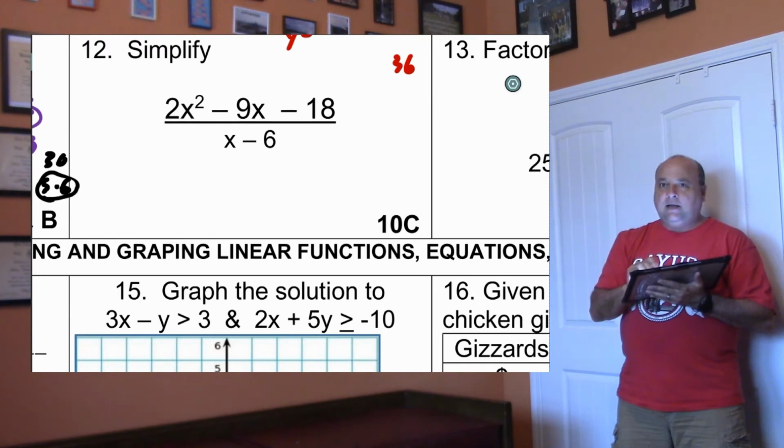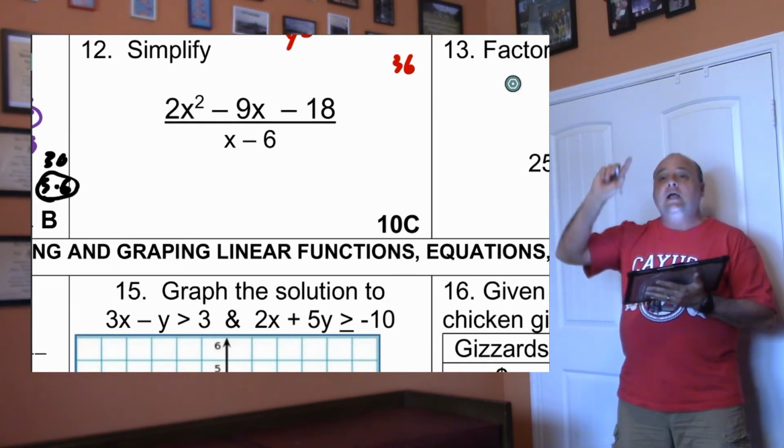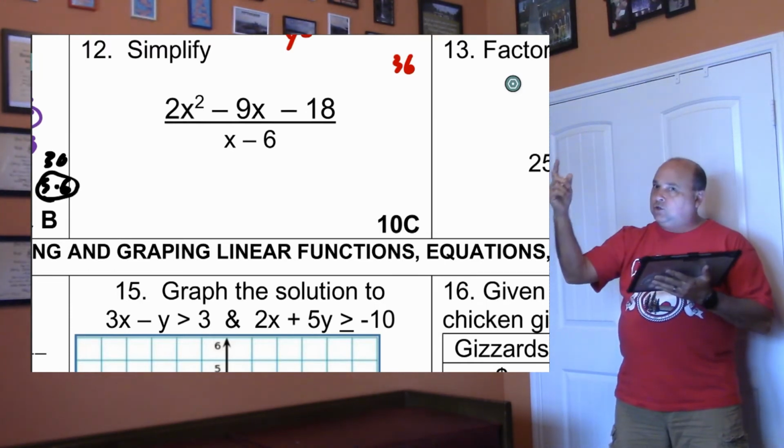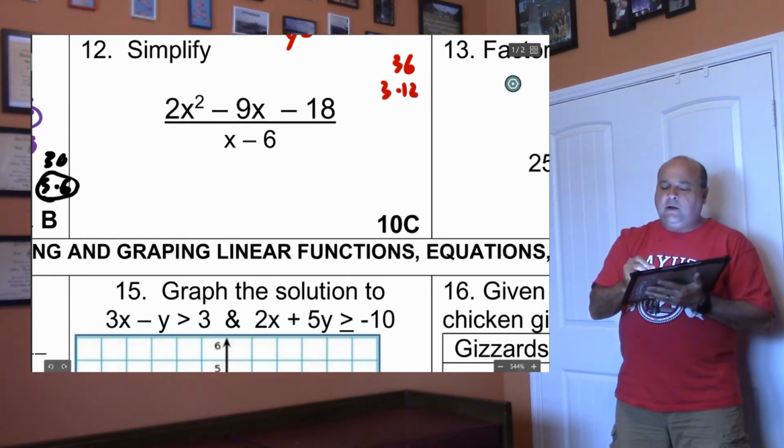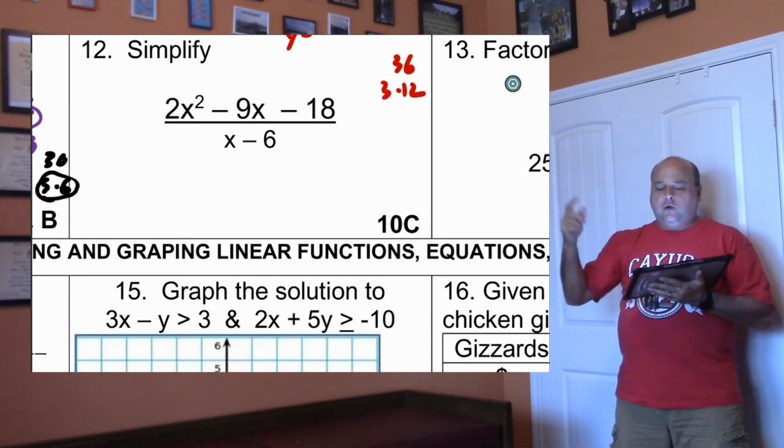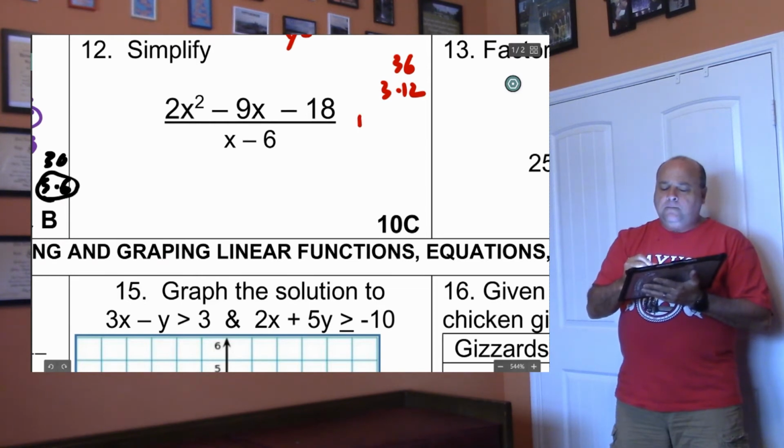What can I multiply and get 36, subtract and get 9? You can do it on the calculator. I'm going to go straight to the factor that works. It's going to be 3 times 12. So I'm going to do 12 and 3. And then we're going to divide everything by 2x.